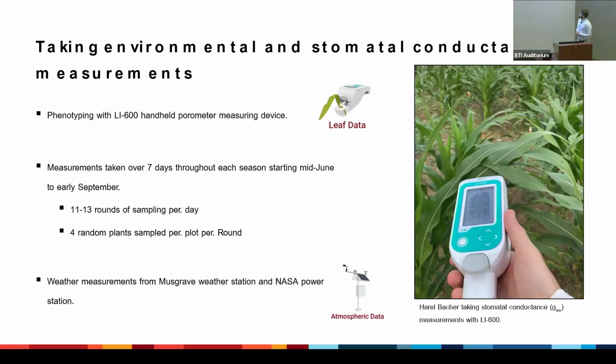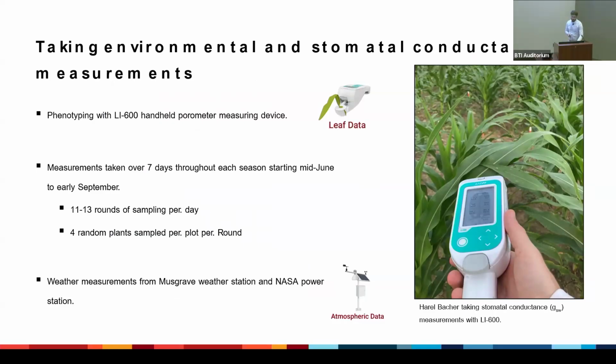In taking measurements, we were using LI-COR's LI-600 porometer tool to take stomatal conductance measurements. This was measuring the rate at which CO2 is entering and water vapor is leaving. We took these measurements over 7 days throughout the season, starting mid-June and lasting through early September. We took 11 to 13 rounds per day, and we sampled from 4 random plants per round.